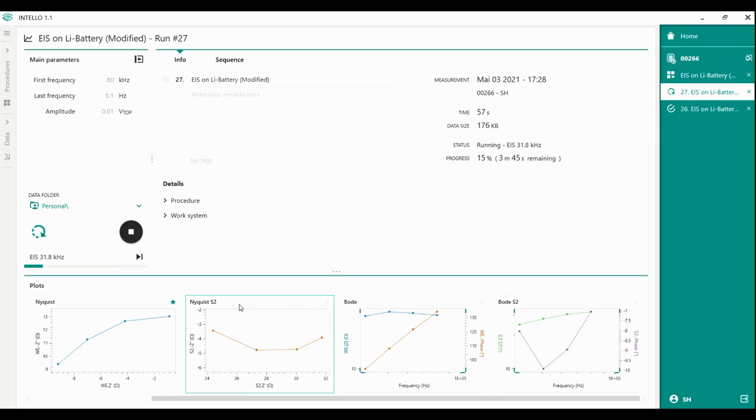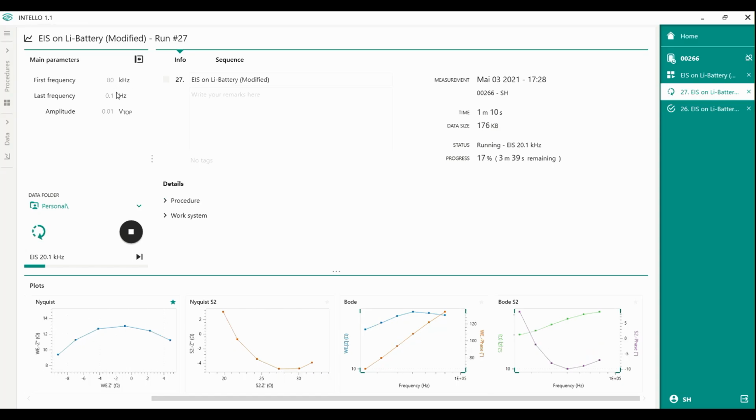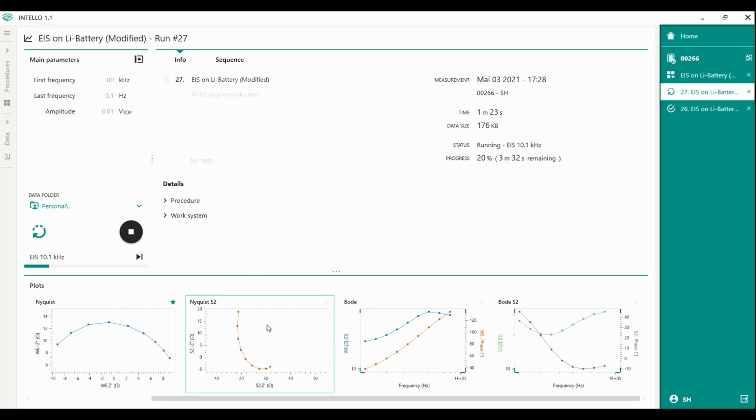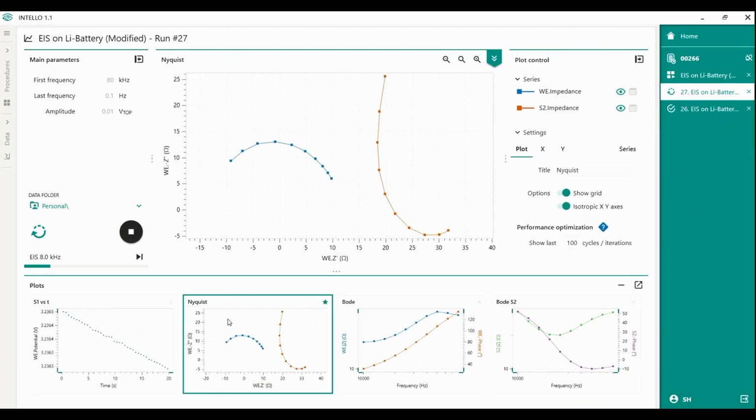Let's have a look at the parameters we use for this measurement. The first frequency is the same as before, it's 80 kilohertz. The last frequency is 100 millihertz, and the amplitude is also 10 millivolts to keep the battery in a steady state. The measurement is running, the plots are building up, and we also merged the both Nyquist plots.